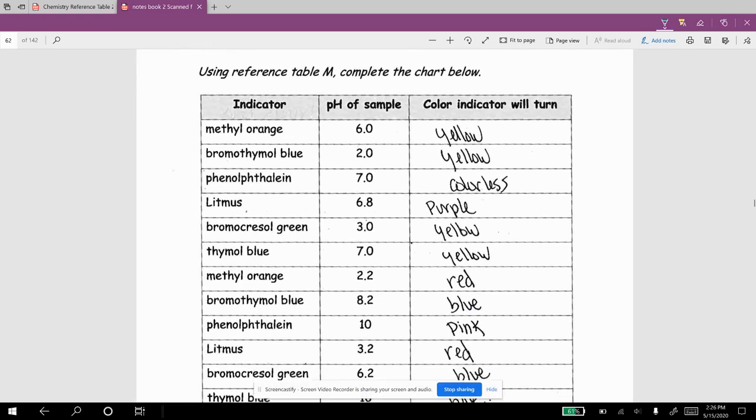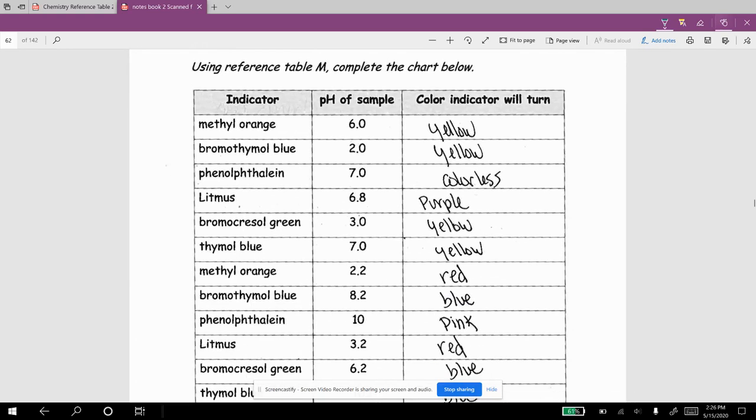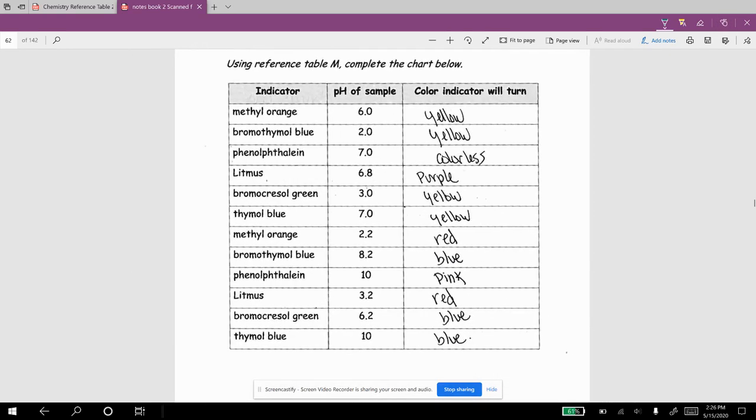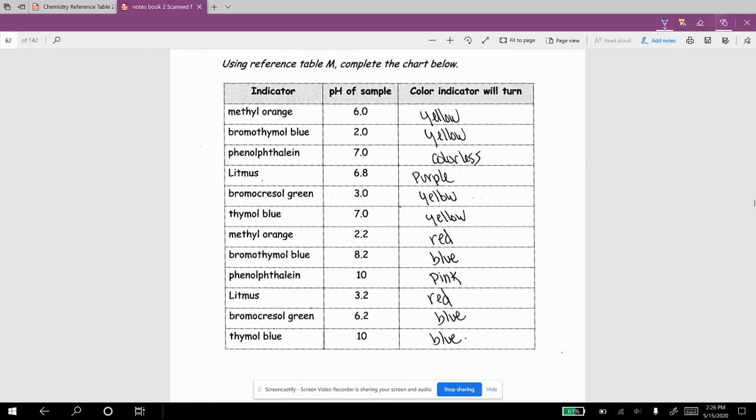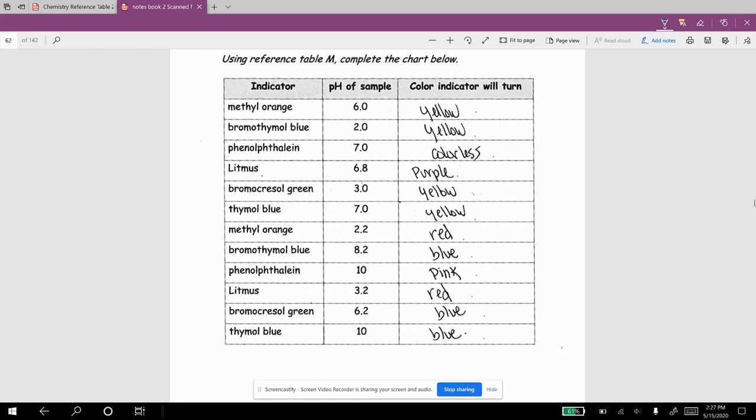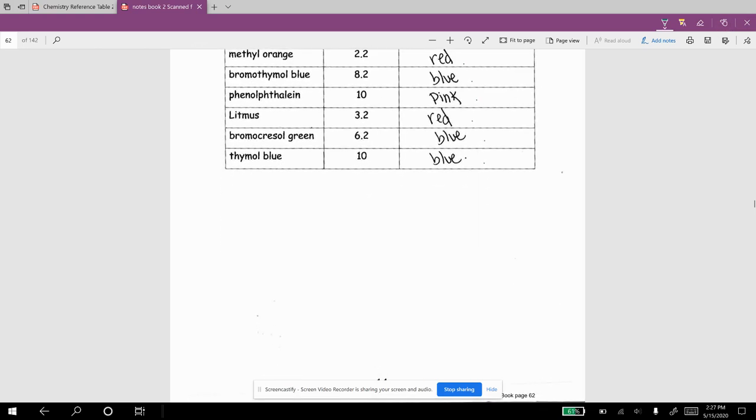Okay, so here are the answers. And we have yellow, yellow, colorless, purple, yellow, yellow, red, blue, pink, red, blue, blue. Right? You should have paused the video and tried these on your own. So for the sake of time, and so that you don't have to watch a super long video, we're going to go forward. All right, so now we're going to be moving on to neutralization reactions.